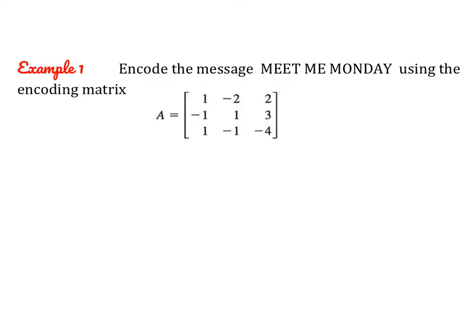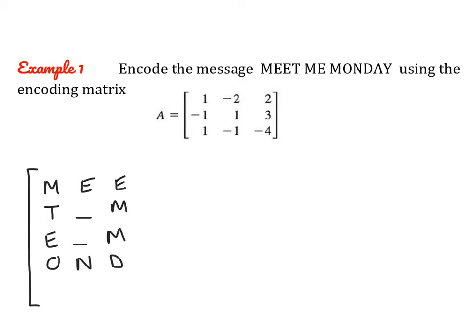So let's give this one a try. We're going to encode the message, "Meet me Monday," and this is our special encoding matrix. So the first thing we're going to need to do is write "Meet me Monday" as a matrix. We're going to fill in our matrix with 3 columns. So M-E-E-T and then a blank, M-E blank, M-O-N-D-A-Y, and since we have to complete our matrix, we'll put another blank.